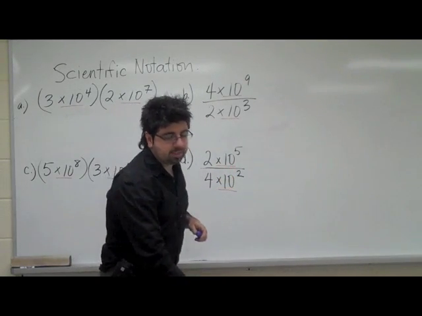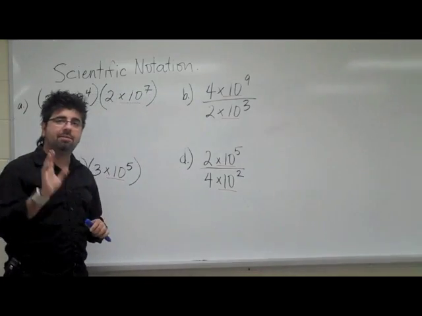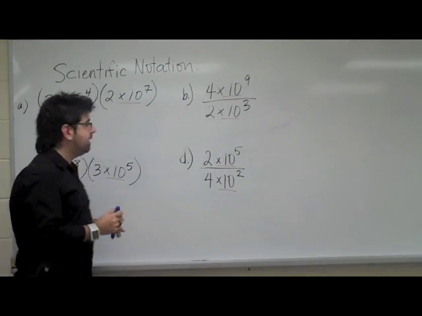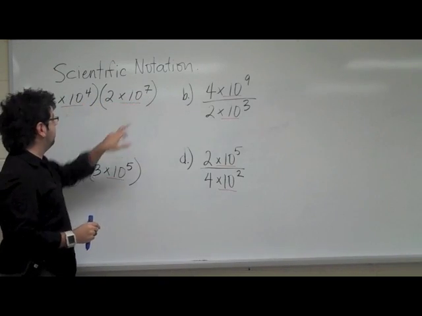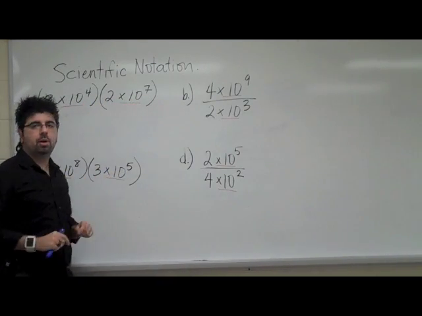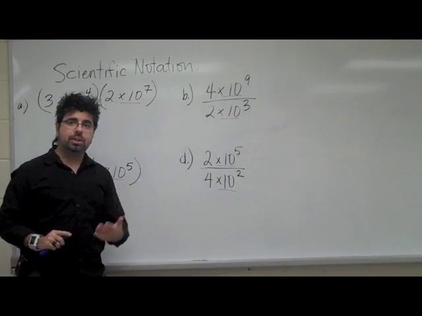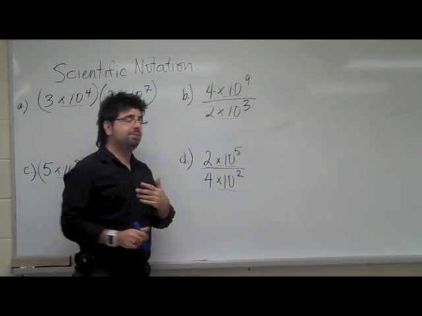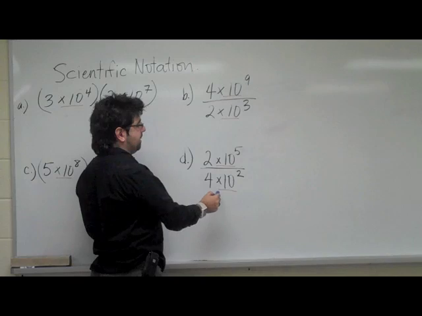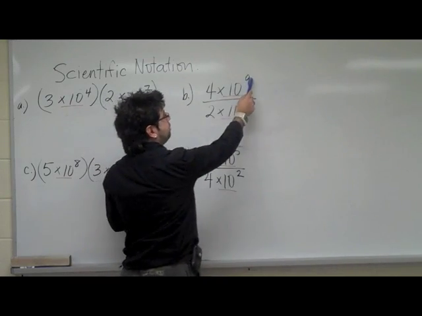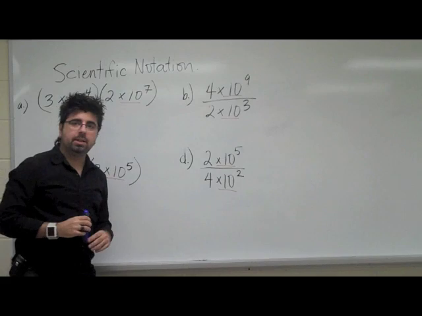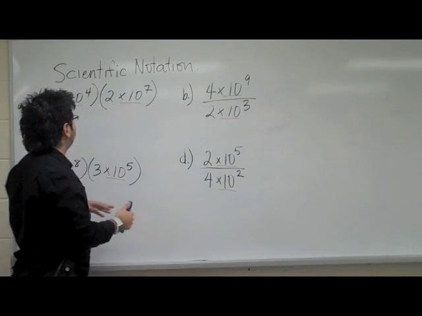So the rule states, when you're multiplying powers that have the same base, add the exponents. So that's what we're actually going to be doing with these two multiplication questions. When dividing scientific notation, the rule states, when you're dividing powers that have the same base, that times 10, the power of 2, or whatever, we subtract the exponents. So let's do that first.